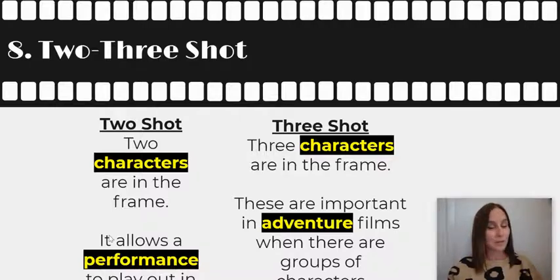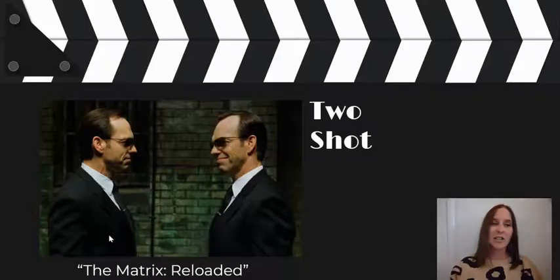A 2 or 3 shot, I'm sure you can figure this out. A 2 shot has 2 characters that are in the same frame. It allows a performance to play out in a single take. And a 3 shot is 3 characters in a frame. These are important in adventure films when there are groups of characters. So let's take a look.